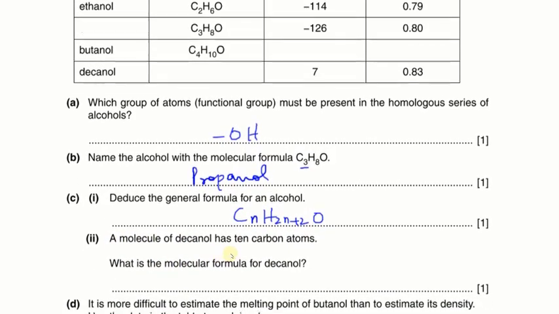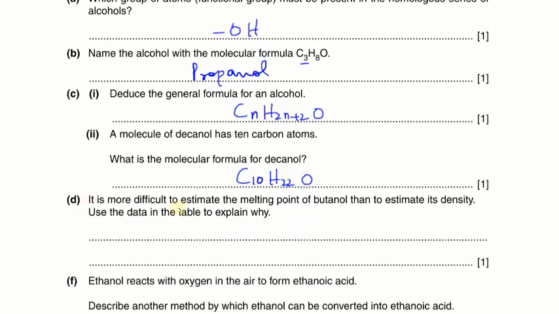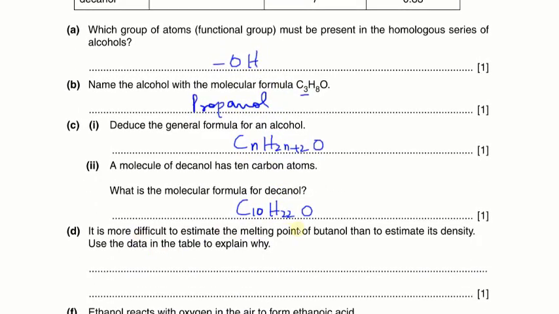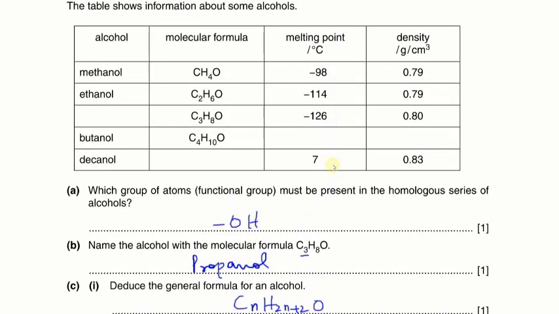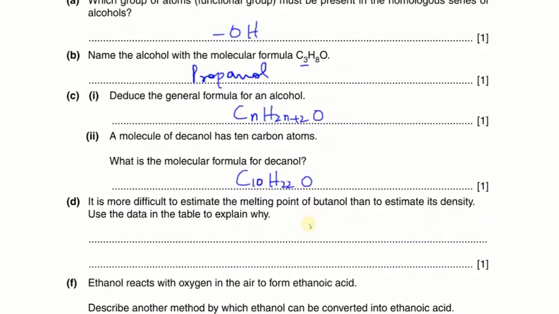Now, a molecule of decanol has 10 carbon atoms. What is the molecular formula of decanol? Decanol will be C10H22O. It is difficult to estimate the melting point. Whenever such questions come, you have to see the trend. Since it is difficult to estimate the melting point, you will find that there is no regular trend in the melting point. It is first decreasing, then increasing, so we cannot predict. While in the density there is a regular trend.